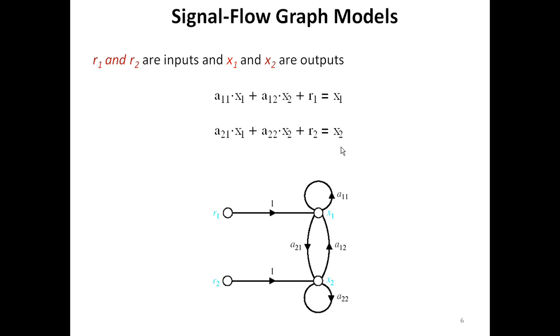Now for X2, A21 X1. From X1 it is coming to the X2 with the gain of A21, plus A22 X2. So it starts from X2 only and ends at X2 only with gain of A22, plus R2. So it starts from R2 and ends at X2. So direction is given and there is a gain of unity. So this is a simple way we can represent signal flow graphs.